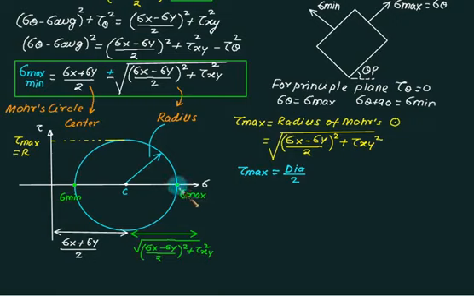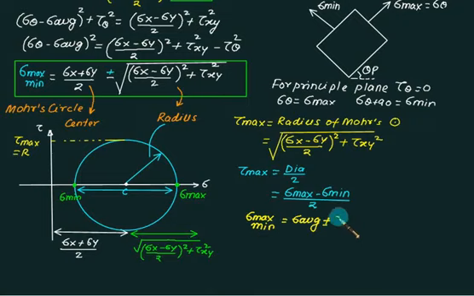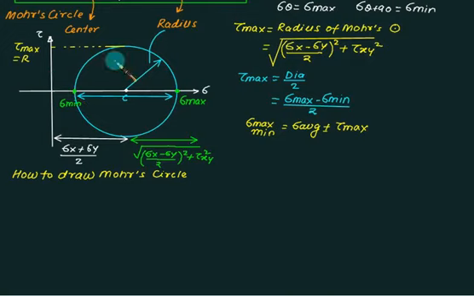And can we say the diameter is sigma max minus sigma mean? So we have one more equation of tau max, that is sigma max minus sigma mean, which is nothing but the diameter divided by 2. To remember the equation: sigma max or minimum is the same as sigma average plus or minus tau max. This term is sigma average and this term is tau max.